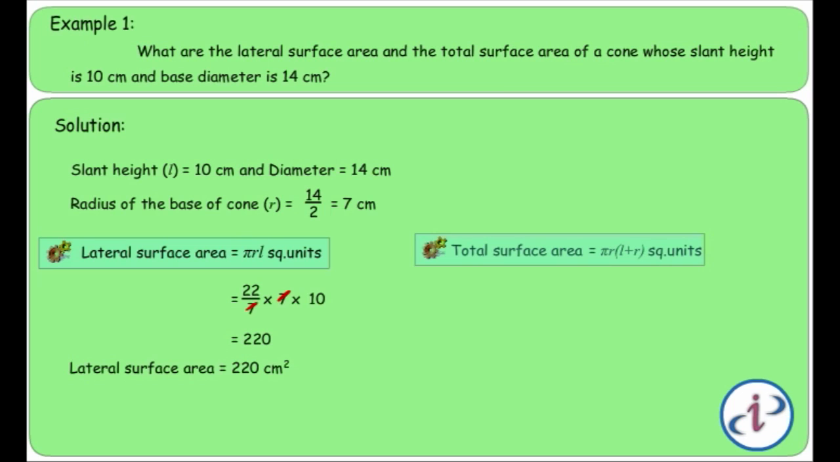Total surface area of a cone is equal to pi r times l plus r square units. Substituting the values of r and l and simplifying, we get 374. Thus, total surface area of the cone is equal to 374 centimeters squared.